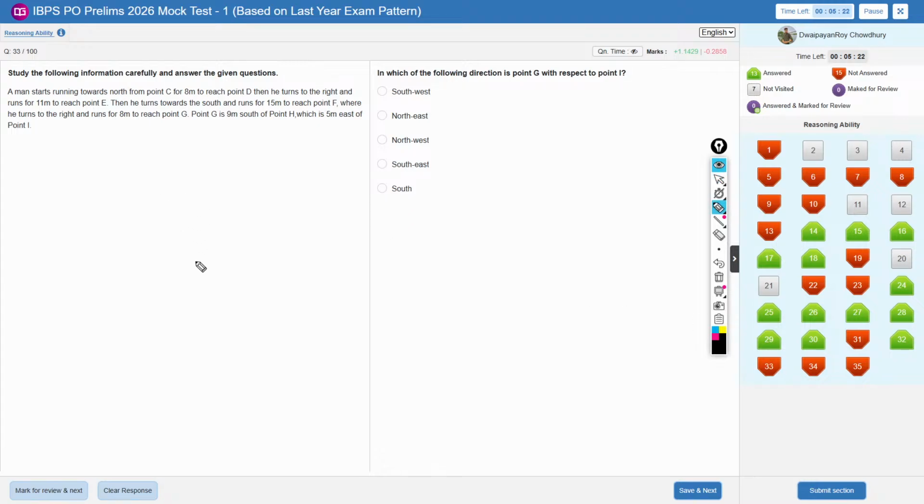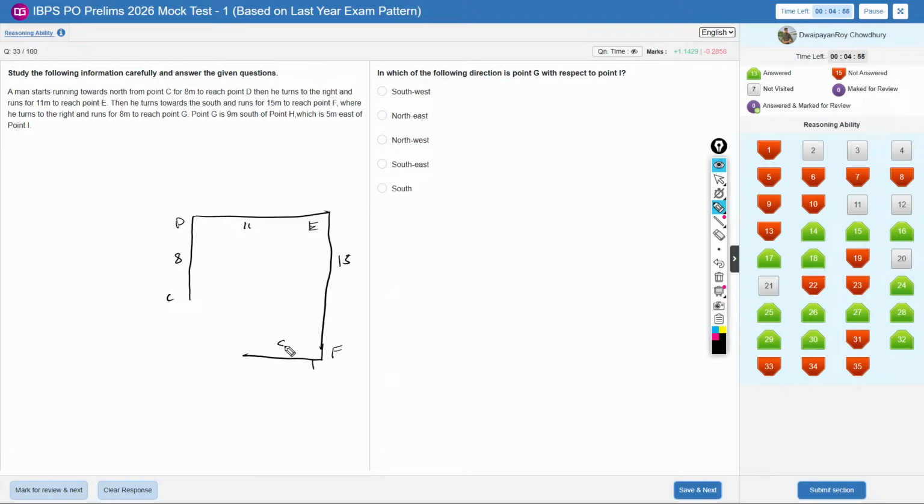Okay, a man starts running towards north from point C 8 meters to reach point D. Then he turns right 11 meters to reach point E. Then turns south and runs 15 meters to reach point F. From here he turns right and 8 meters to reach point G. G is 9 meters south of H, which is 5 meters east of I. So total 13.